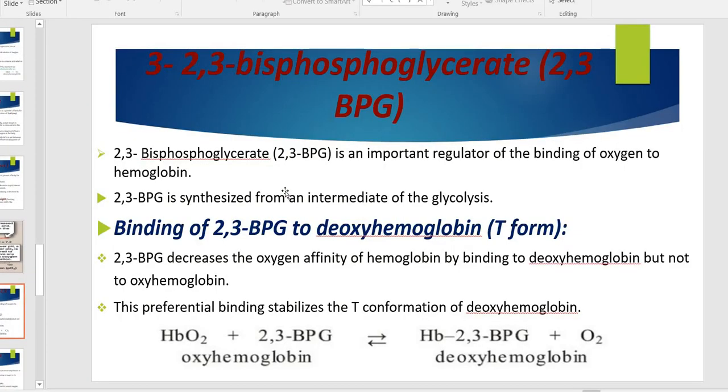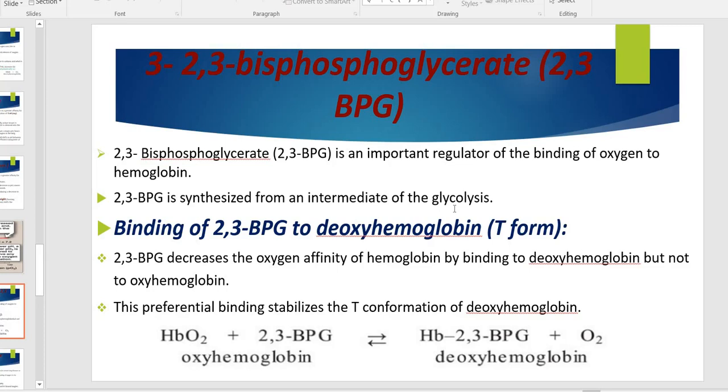The third factor is 2,3-bisphosphoglycerate, which is an important regulator for binding of oxygen to hemoglobin. It's one of the intermediates of the process of glycolysis. As we said before, 2,3-diphosphoglycerate will favor the T form. It will cause a right shift of the oxygen dissociation curve.